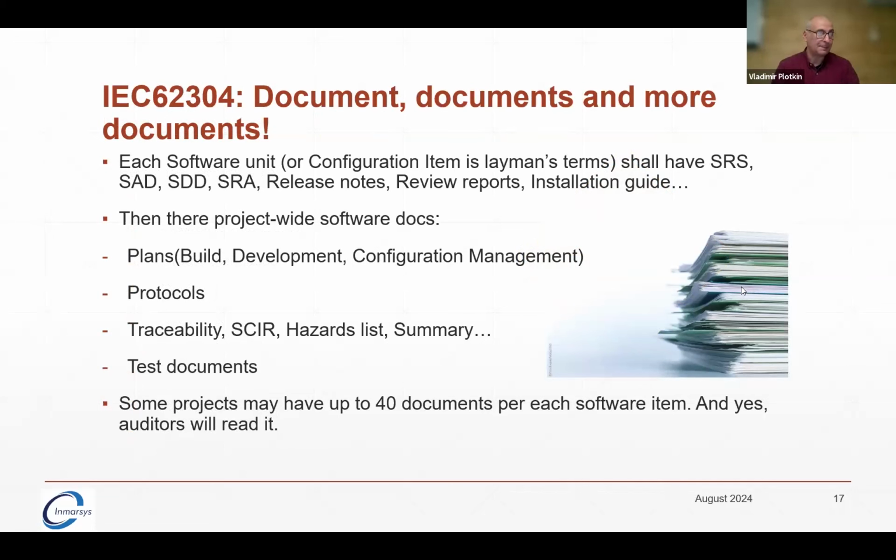Documents. Now, everyone has documents. Unfortunately, 62304 is a very document-heavy standard. So a typical software item project will have 40 to 60 documents that need to be written. Some of them can be auto-generated. Some of them need to be written by hand. But generally, at the very least, you have to have plans: the build plan, the development plan, the software configuration management plan, maintenance plan, risk management plan, and so on.